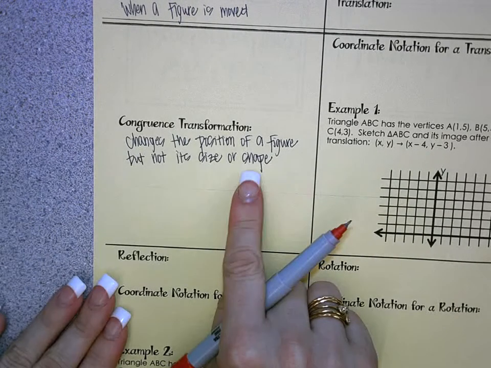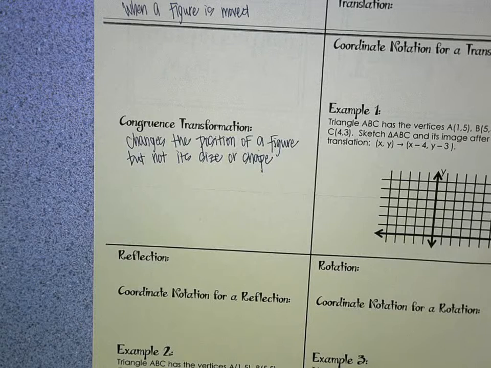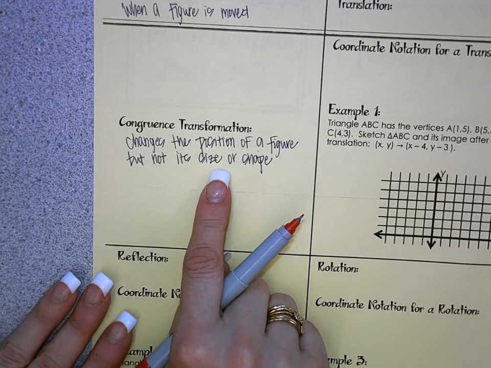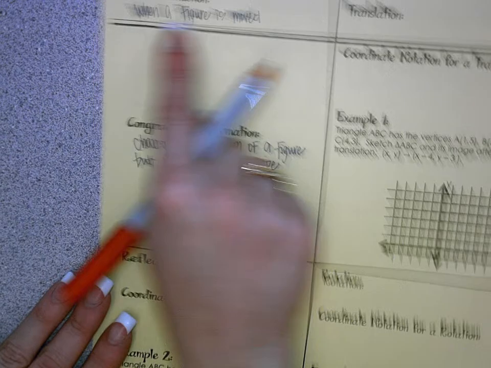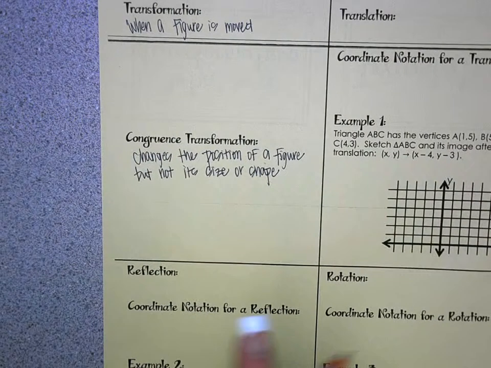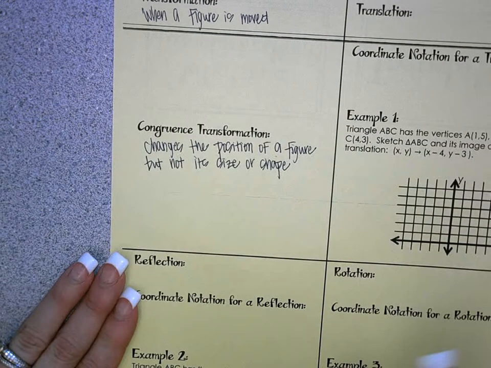Okay, a congruence transformation, because congruence means it's the same. Okay, so the same size and the same shape. So that means no triangles are going to become rectangles, and no squares are going to become circles, that kind of thing. Okay, also the size is not going to change. Okay, there are some types of movement that will change the size. There are 3 of them that we're going to look at first that do not change the size.